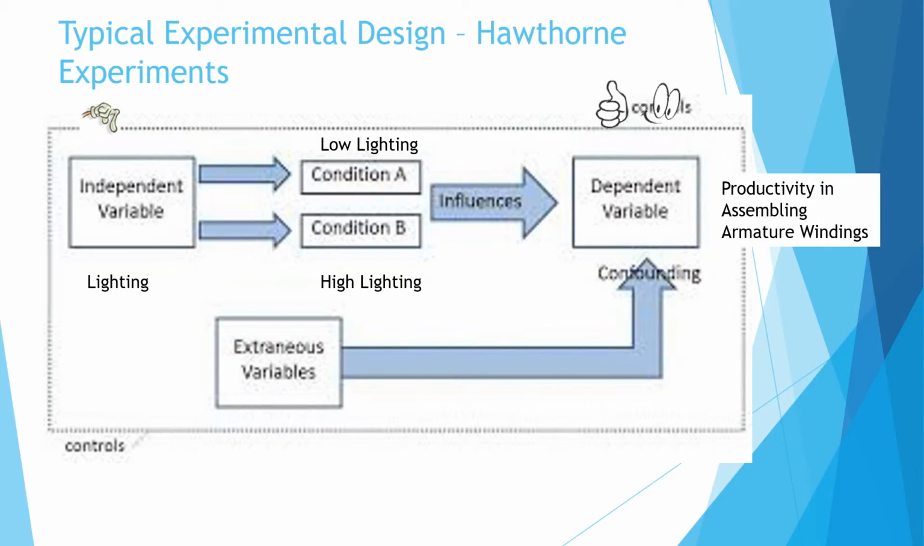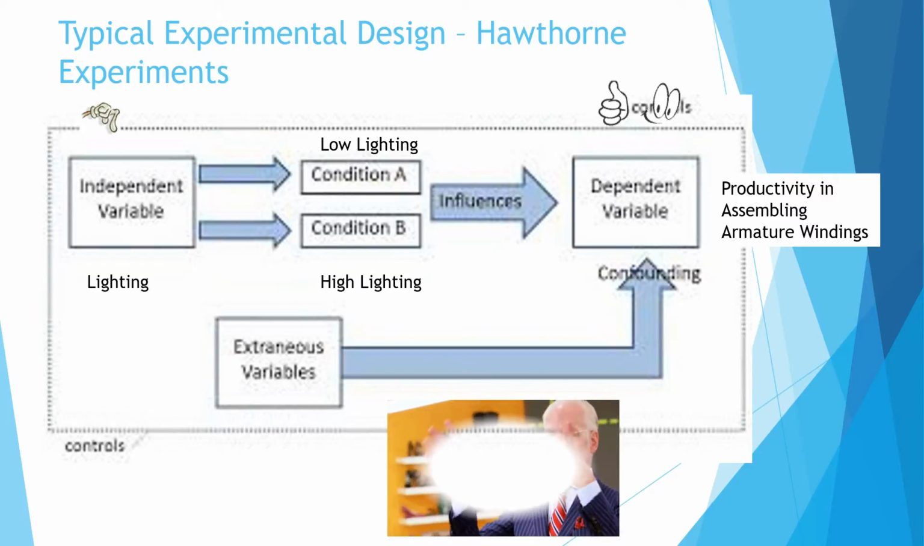They could set the lighting so low that the workers could hardly see what they were doing and measure how many armatures they could produce. Then they could turn the lighting up high so everything was brilliantly lit, and then measure how many armatures the workers could produce, thinking that maybe we can identify a relationship between working conditions and productivity.